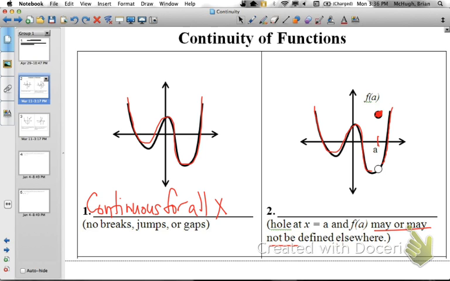And so that hole there, we say that this function has a removable discontinuity at the point x equals a. So at x equals a, there's a removable discontinuity. It's removable because if we could put a point right in that hole, we would remove the discontinuity and the function would be continuous. So that's where the name removable comes from.